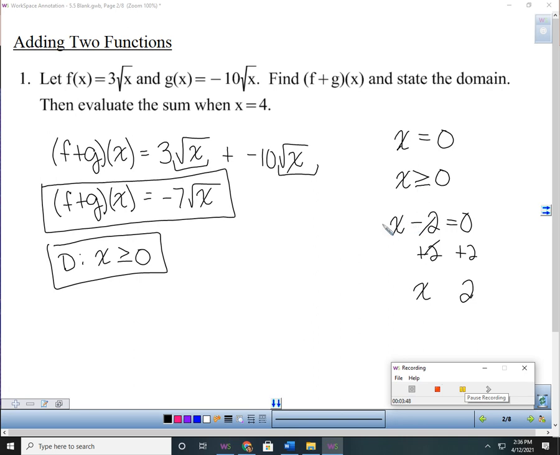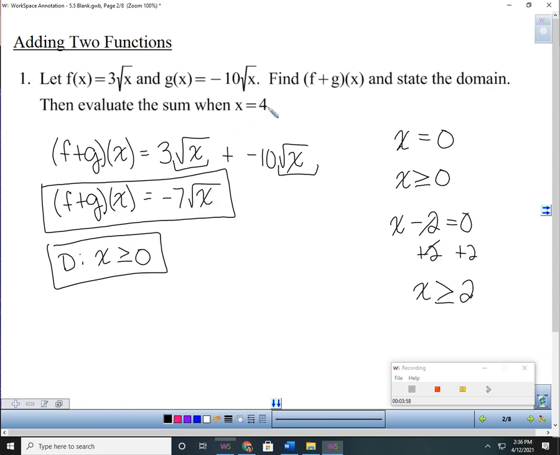if I plug in 3, 3 minus 2 would give me 1, right? So numbers that are bigger than 2 give me positives, so I would say greater than or equal to 2. So it all just depends on what you have under there. In our case, we just had an x.